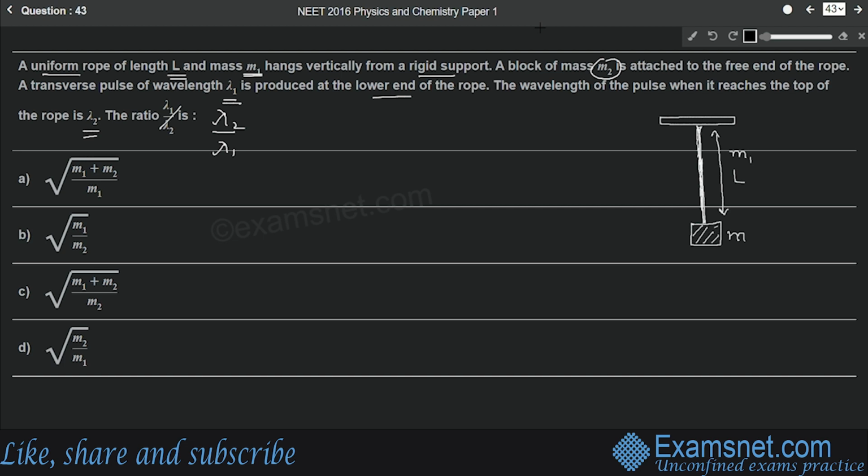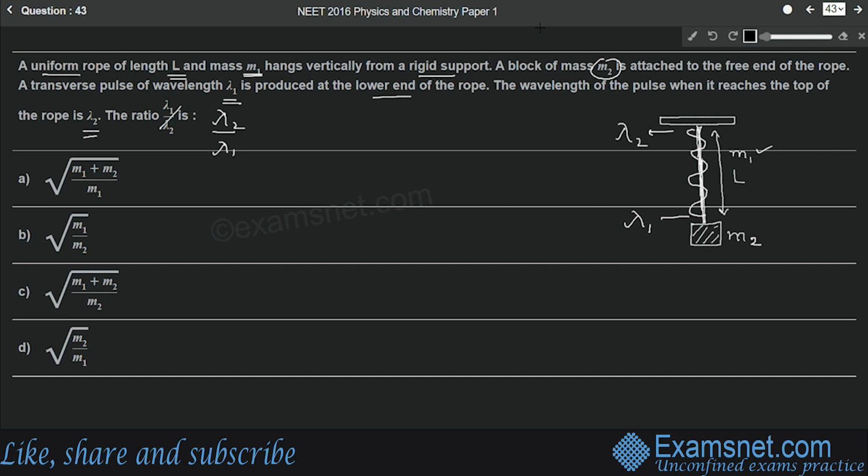Now I have already drawn a diagram for that. It shows that there is a rigid support at the top, then a uniform rope whose length is capital L and mass is m1. Then a block of mass m2 is attached to the free end of the rope. Right now, a transverse pulse of wavelength lambda 1 is produced, and a wave will travel from the lower end to the top. The wavelength at the bottom is lambda 1, whereas the wavelength at the top is lambda 2.